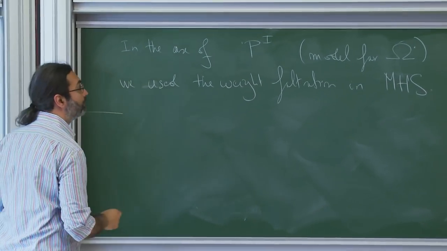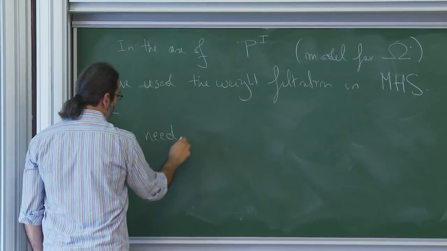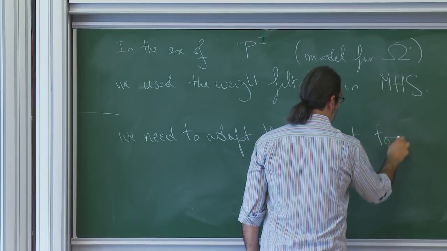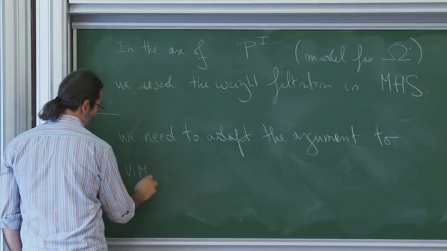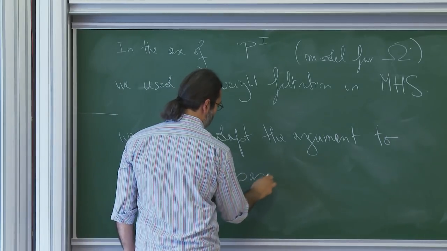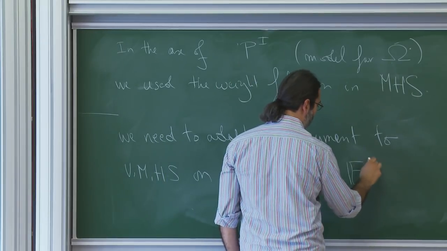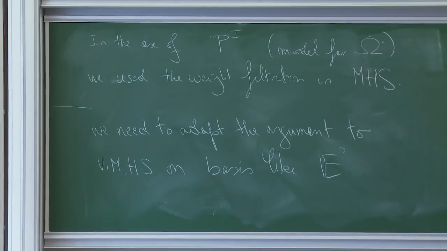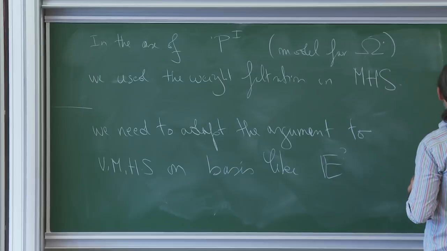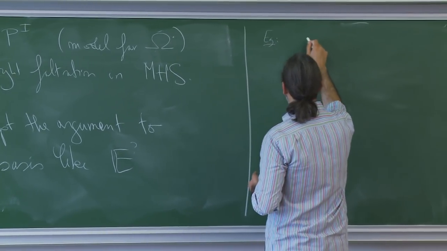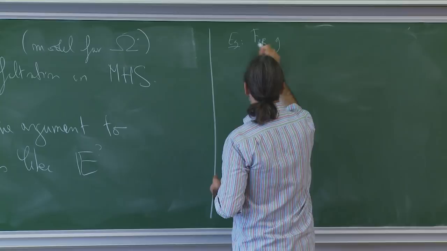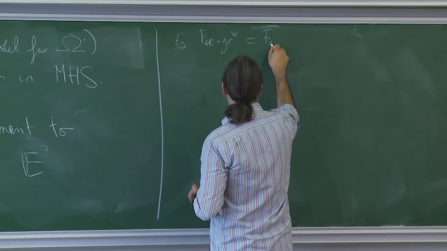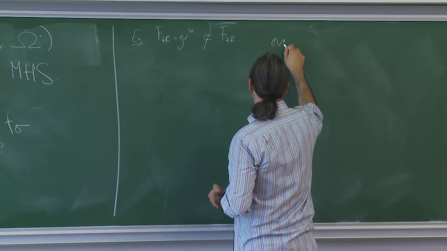Okay. So yeah, we need to adapt the argument to variation of mixed Hodge structure on bases like just the power of some Gm. So a priori very simple, but there are problems here. So for example, we don't have any more an isomorphism between the de Rham component composed with the graded for the weight filtration and the de Rham component. No such isomorphism over a base.